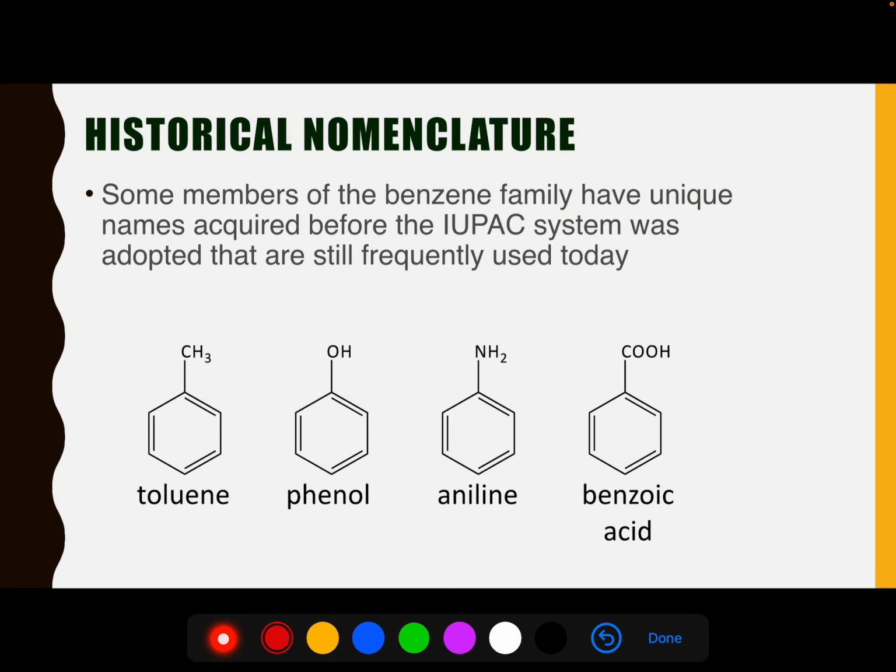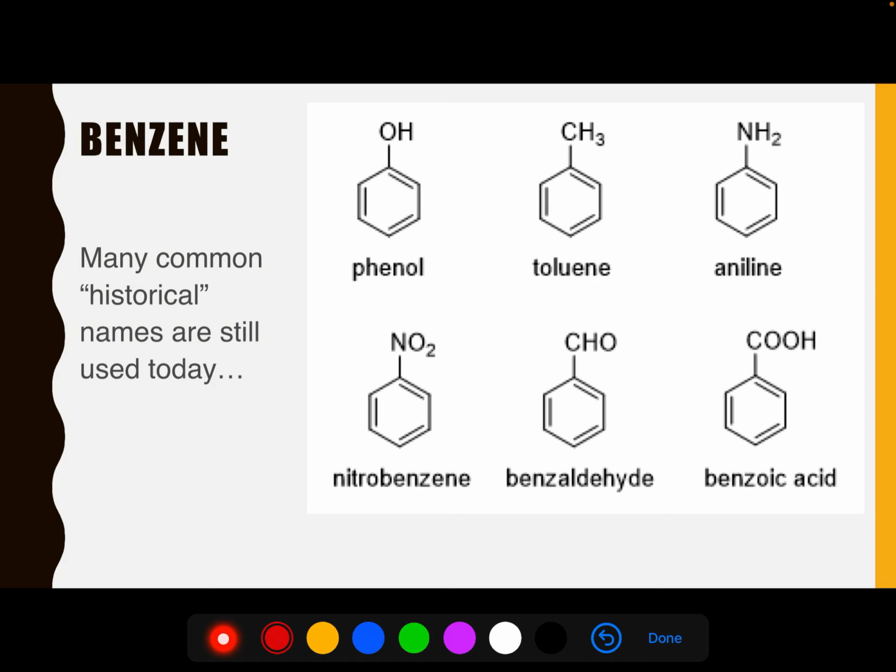Some of the historical nomenclature is still around. A good example of that is toluene. You just heard me talk about toluene. You might want to call that methylbenzene because there's that methyl group, but this is known as toluene. This is benzene with an alcohol, and it's called phenol, and it's used for a lot of things. This is aniline, and this one is benzoic acid. So benzoic acid has carboxylic acid on it. So many historical names are still used today. I recommend that you memorize these if you can, but you will have your notes to look at.